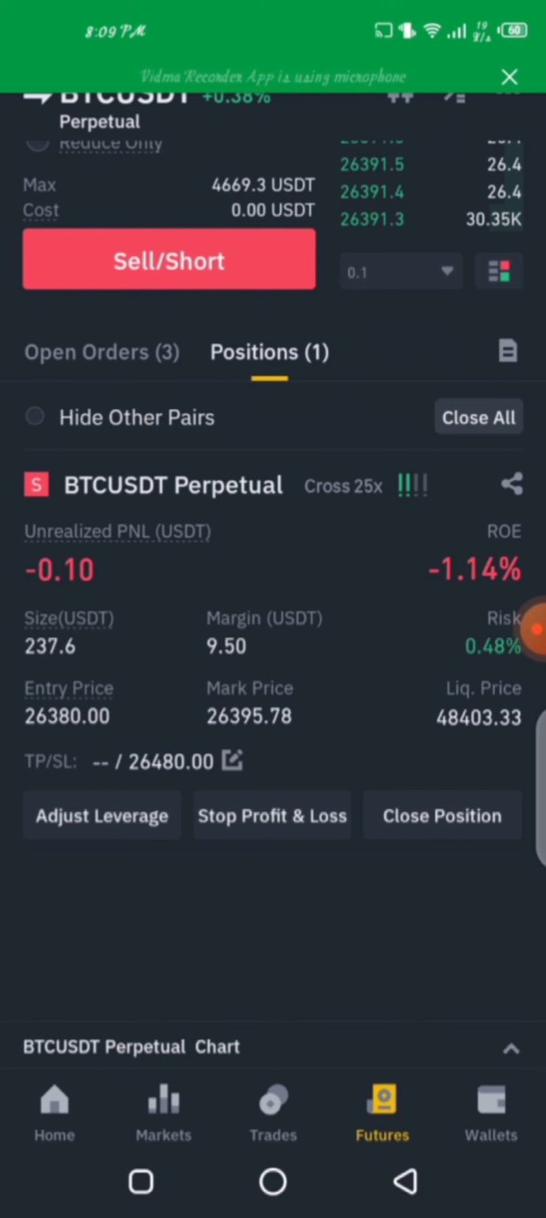So at this stage, I'm just going to take a bow, because yes, I'm already at a loss of 14 cents. So this is just for educational purpose and to guide you on how to take trades on futures.